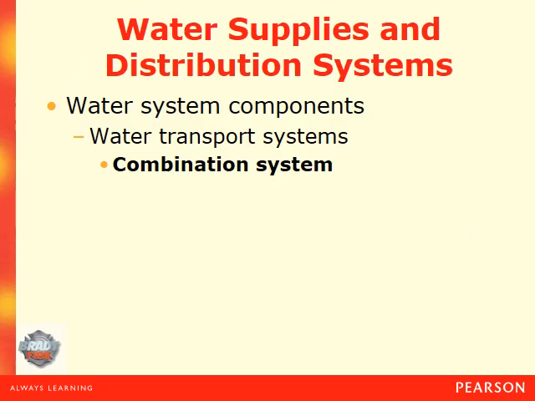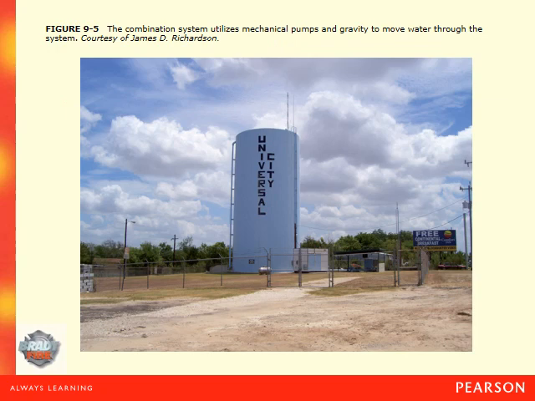The third system is a combination, and it uses gravity and pumps to supply the system. Again, here's another picture of a water tower that can be used to help pressurize the system by means of gravity.